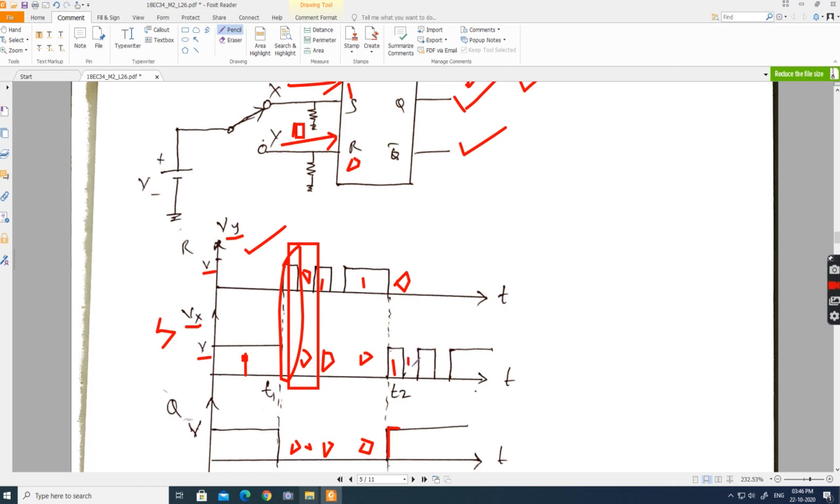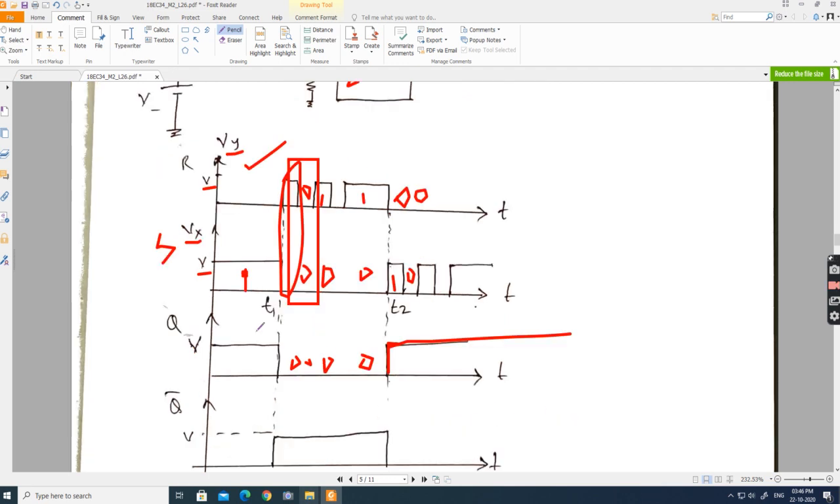Now from here, in between what happened here? S is 0, R is 0, and even Y is 0. The output will be following previous state. So that's why I'll be getting a straight line. Is my point very clear?